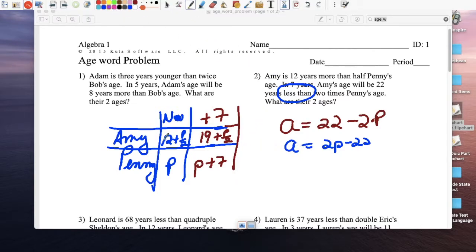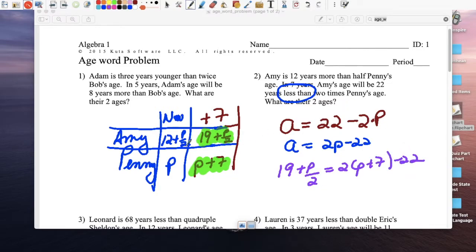So A for Amy, we're going to replace with her age. So let's use that. We're going to replace that with this, and the P we're going to replace with that. So Amy is 19 plus P over 2, and then 2 times P plus 7 minus 22.